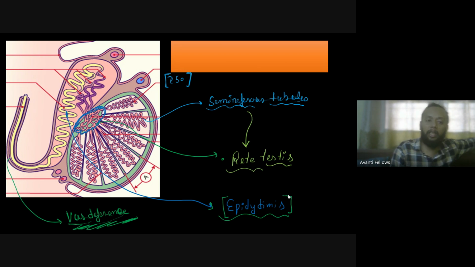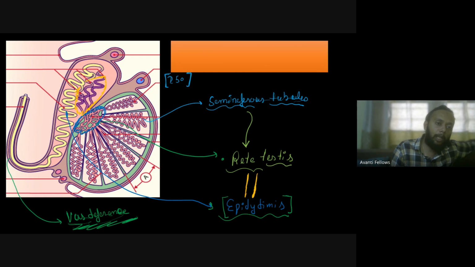But there is a thing you have to understand. From the rete testis, the sperm has to be sent into the epididymis, so they have to cross a bridge. There will be a bridge over there, and that bridge has to be crossed. Now let me tell you what the bridge is. You can see this purple color area over here.